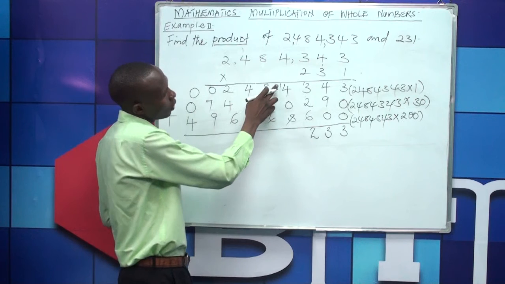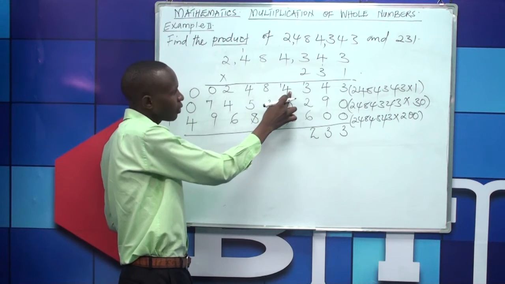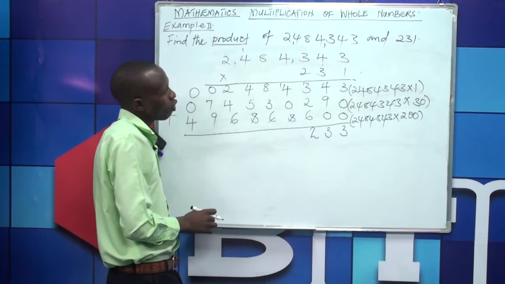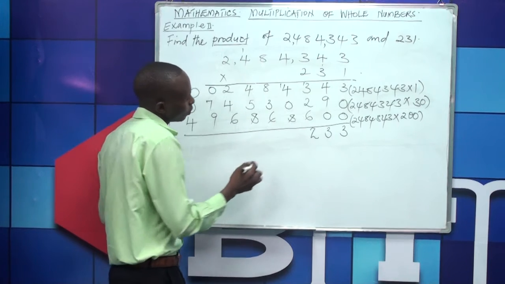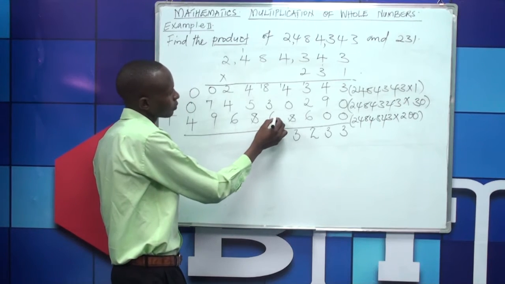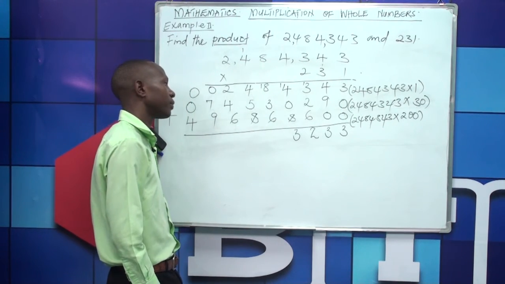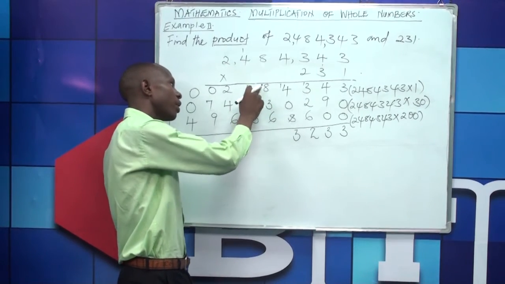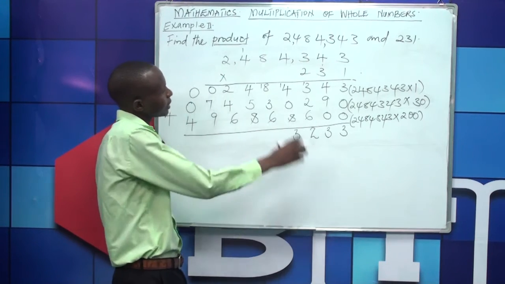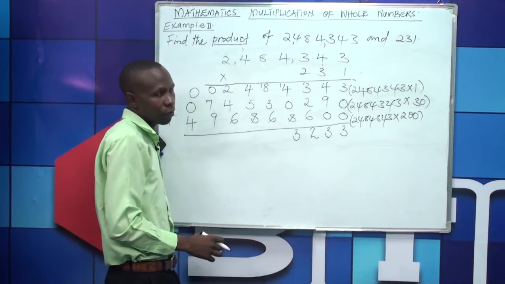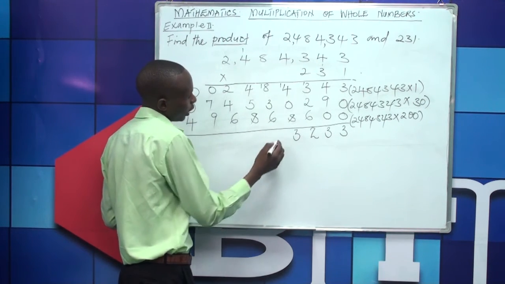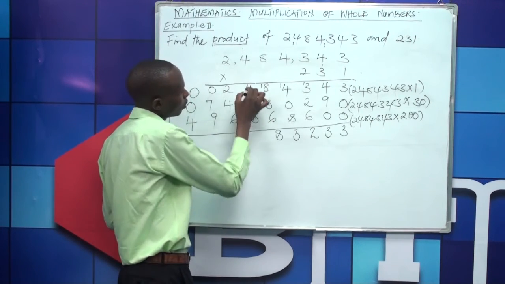Then from there we shall say 1 plus 4, that will be 5, plus 0, which we shall maintain 5. Then at the same time we add 8 on 5, that will be 13. So 13 we shall write 3 and we regroup 1. So we shall say 1 plus 8, that will be 9. 9 plus 3, that will be 12. 12 plus 6, that will be 18. 18 we are required to write 8, we regroup 1.